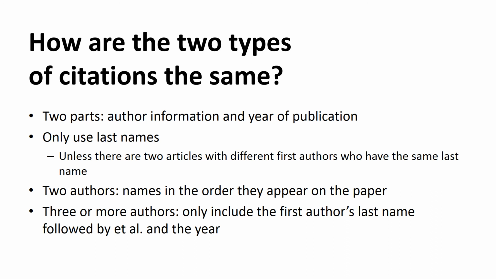When there are 2 authors, the names are always in the order they appear on the paper. That's a status thing, so we don't want to change it. When there are 3 or more authors, though, only the first author is included. We use the term et al. in place of the other names. That translates to "and others."